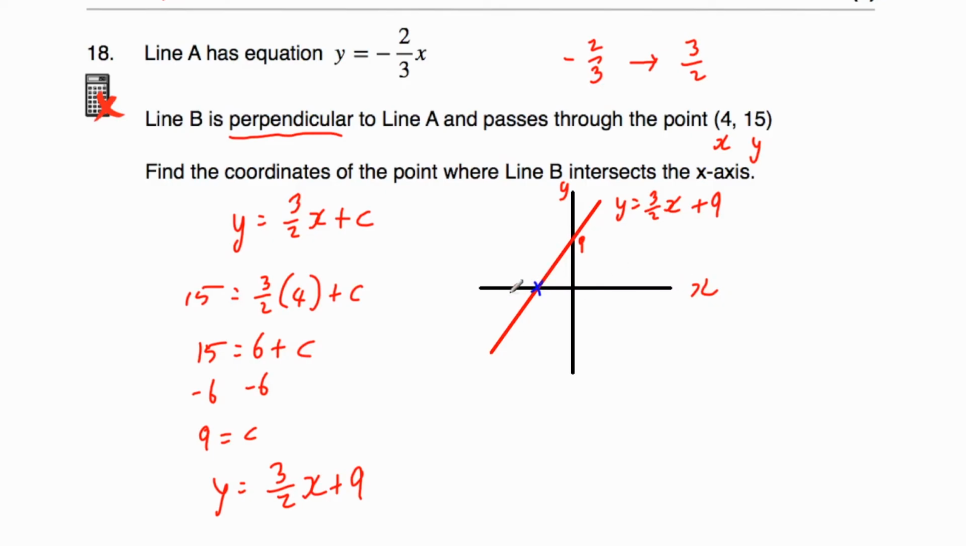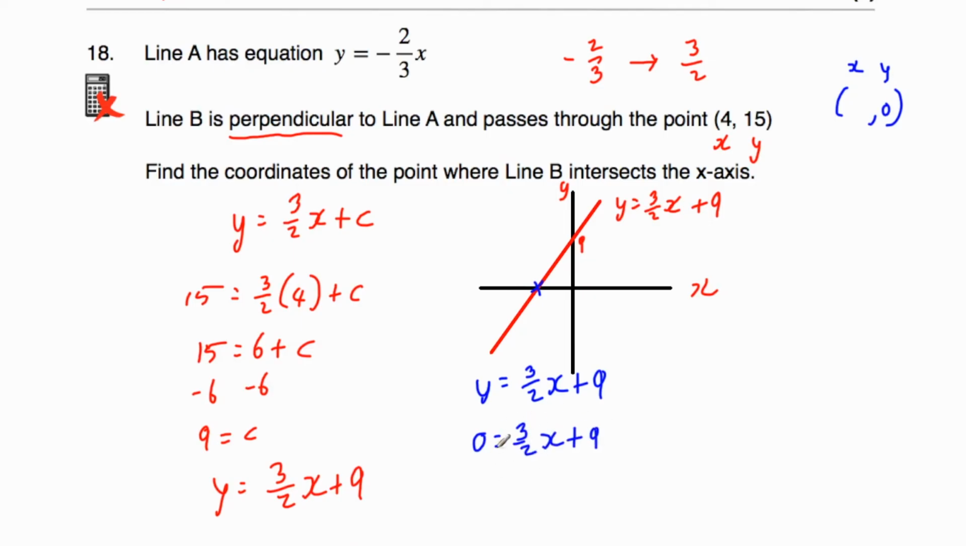Now, all the points on the x-axis have got a height of 0. They're all like 4 across 0 up, 10 across 0 up, minus 4 across 0 up, and so on. So we know that all of the coordinates will be in the form of something, 0. In other words, we've got x and y, and we know that y equals 0. So whenever we want to find where a graph crosses the x-axis, we let y equal 0. If we look at our equation, y equals 3/2x plus 9, we let y equal 0, so we're going to write 0 equals 3/2x plus 9.